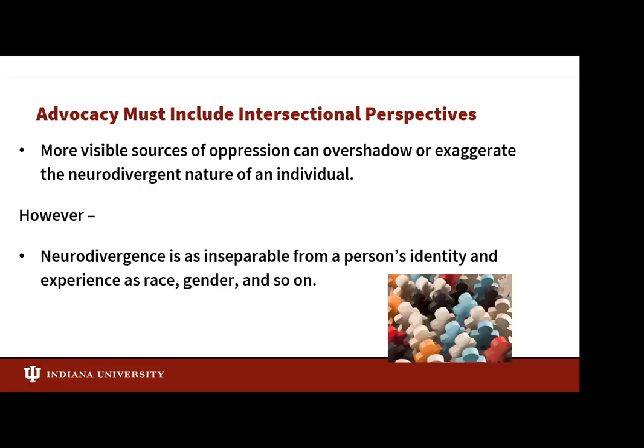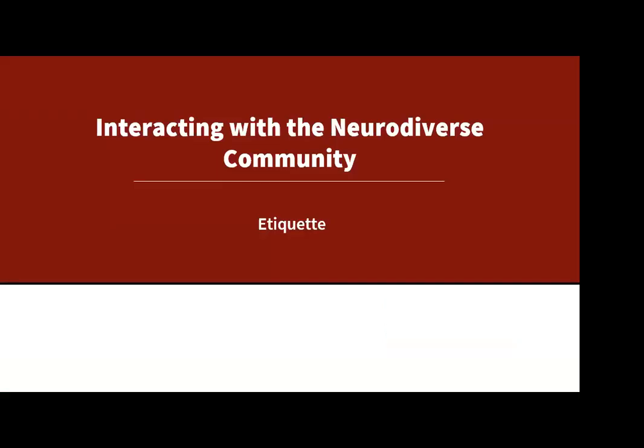And next slide. So in order to make sure that we have social justice for all in this category, we have to include intersectional perspectives, because more visible sources of oppression can overshadow or exaggerate the neurodivergent nature of individuals. However, neurodivergence is inseparable from a person's identity and is just as much as race, gender, or anything else. And with that, I'll turn it over to Ben Foley.